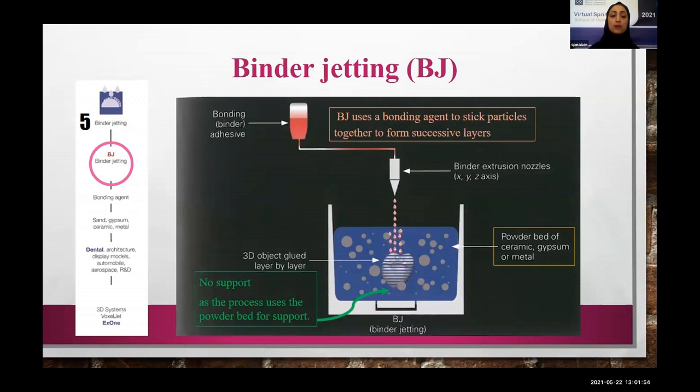Binder jetting is the fifth main method of 3D printing. And it uses a bonding agent to stick particles together to form successive layers. It uses powder. The powder can be ceramic, gypsum, or metal. And just like powder bed fusion, no supporting structure is required, as the process uses the powder bed for the support.